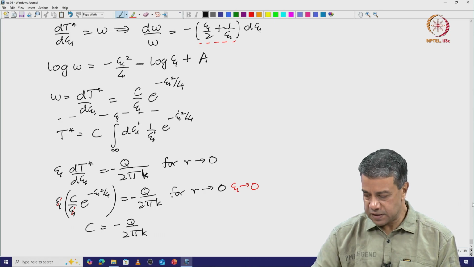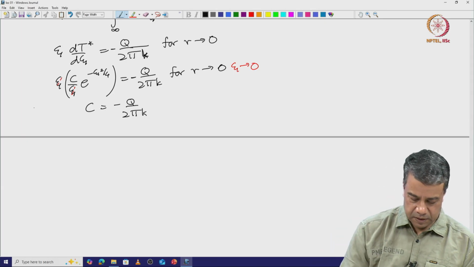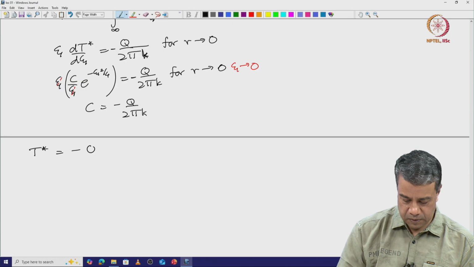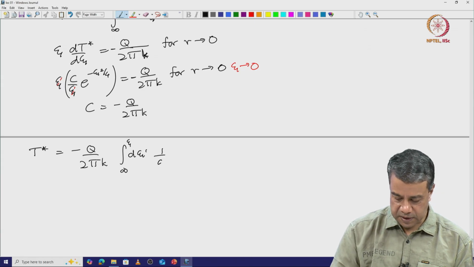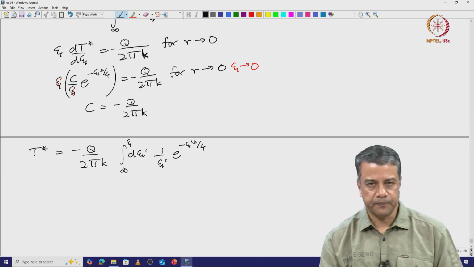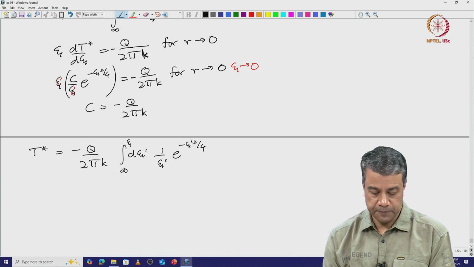So, this gives us an expression for the temperature field. T star is equal to minus q by 2 pi k, integral from infinity to psi, d psi prime, 1 over psi prime, e power minus psi prime square by 4. Okay, this is the temperature field.